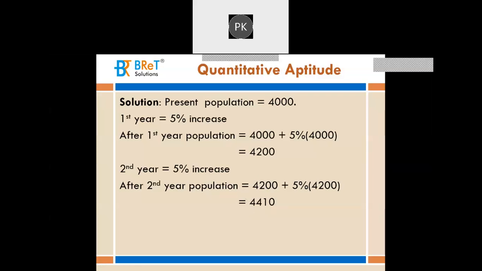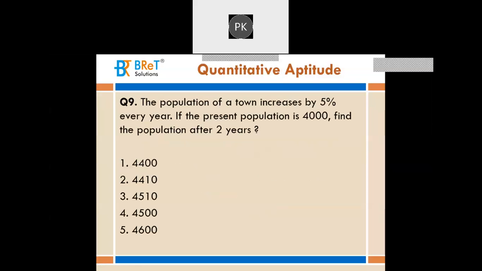Correct? The same question can be asked like this. The population of a town increases by 5% every year. The interest levied on a sum of rupees 4,000 at the rate of 5% every year. Then find the compound interest levied on the sum after 2 years. I hope you understand. The same question I have converted to compound interest. So then also the answer will be 4,410 only.